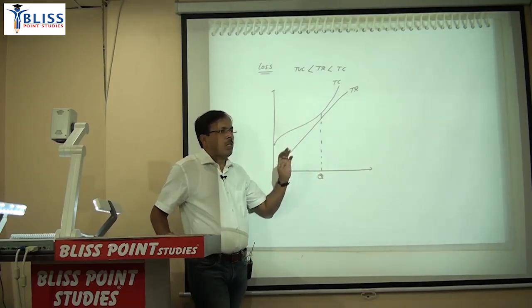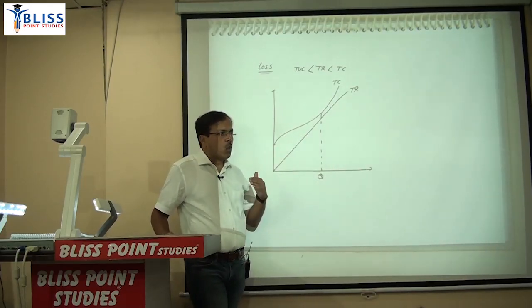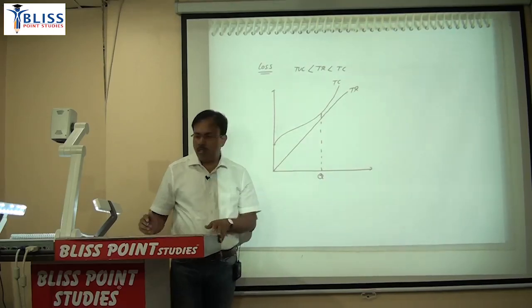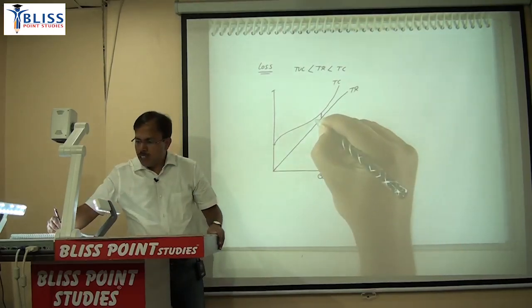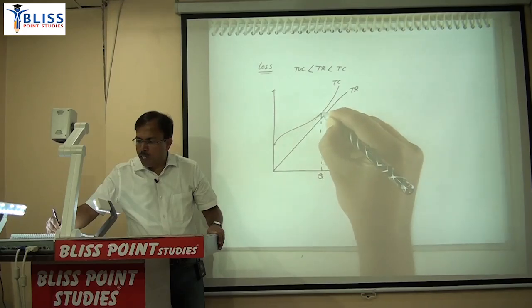और यहाँ भी एम आर और एम सी बराबर होंगे, मतलब स्लोप ऑफ टी आर और टी सी इक्वल होगा. इफ यू ड्रॉ टेंजेंसी एट टोटल कॉस्ट लाइन, इट विल बी पैरेलल टू दैट टी आर लाइन.